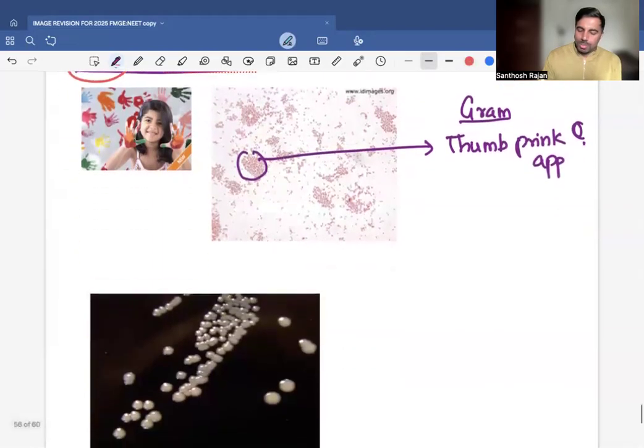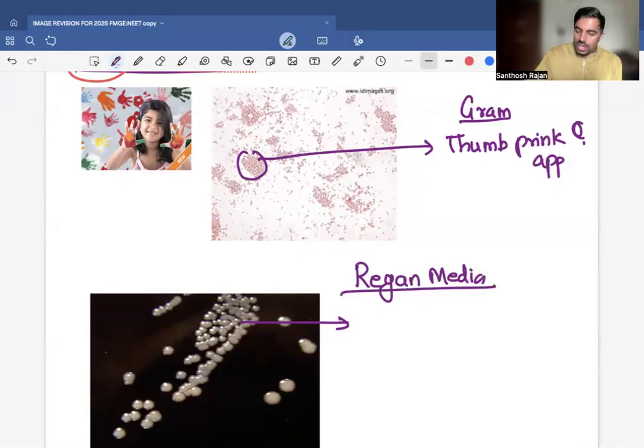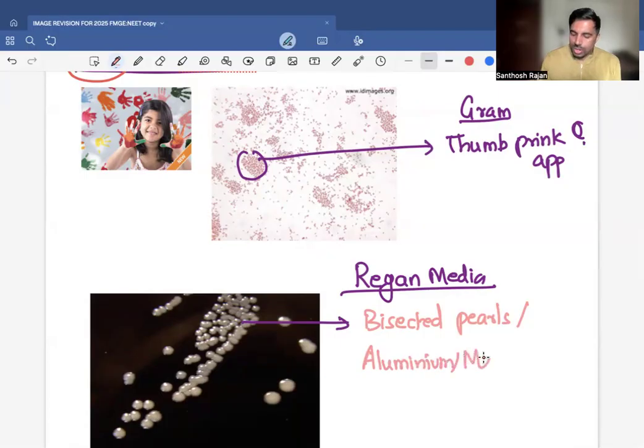Other one, these kids, they play with the pearls. So in culture media, especially the media called Regan-Lowe culture media, you will be getting pearls again. Pearl is for Bacillus anthracis, but another pearl is this bisected pearl for children's. Bisected pearls, sometimes you call aluminum paint. Children sometimes play with aluminum, mercury also, remember.